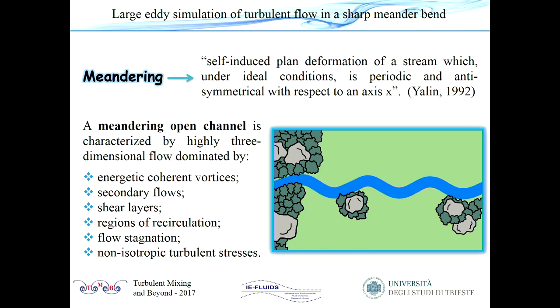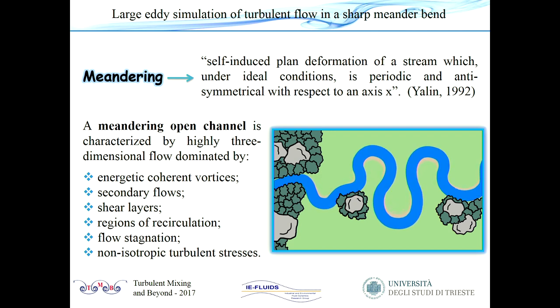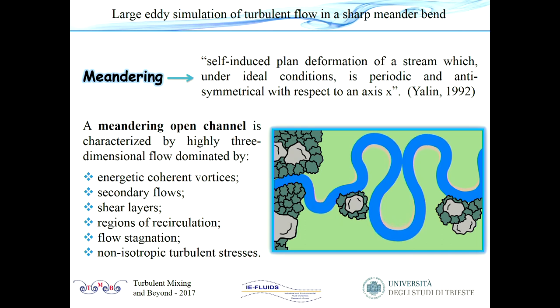What is meandering? Yalin in 1992 defined meandering as a self-induced plane deformation of a stream, which under ideal condition is periodic and symmetrical with respect to an axis X. This type of flow is highly three-dimensional, and the principal features are the formation of regions of recirculation, pools, the presence of non-isotropic turbulent stresses and energetic coherent vortices, the presence of an internal shear layer, and the establishment of a centrifugal secondary flow that deeply influences the flow behavior.